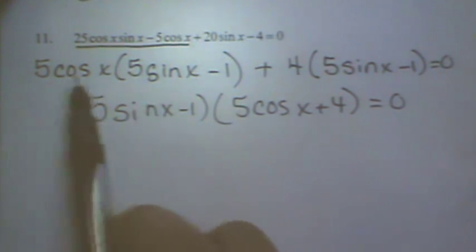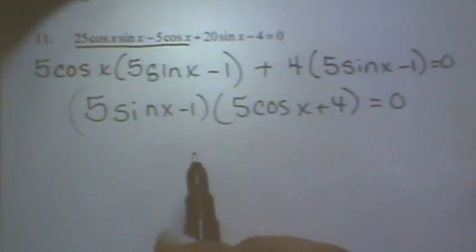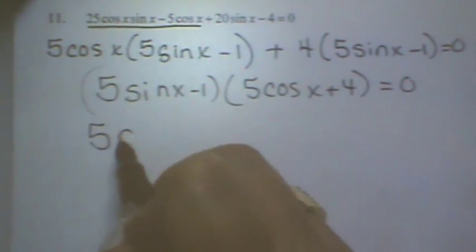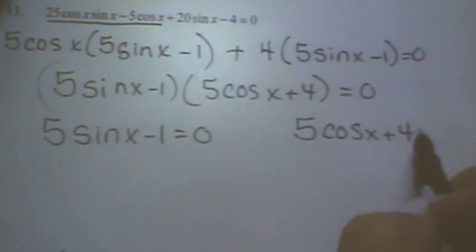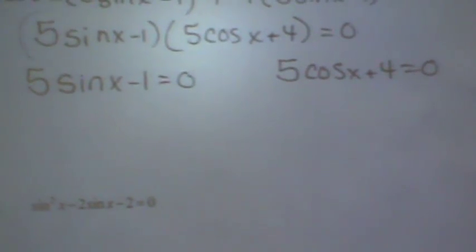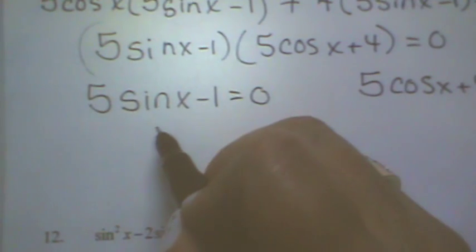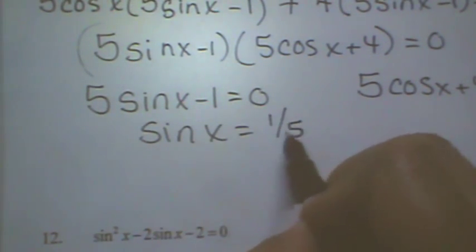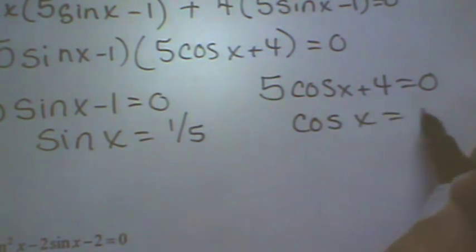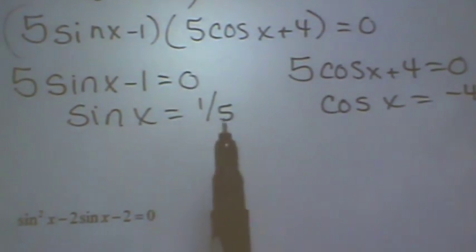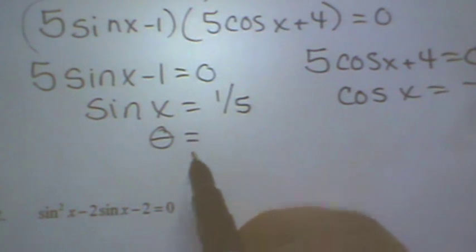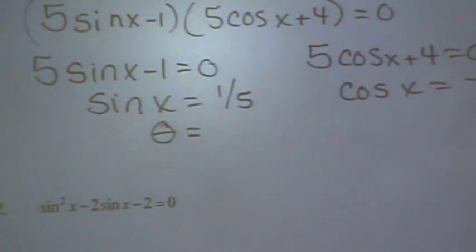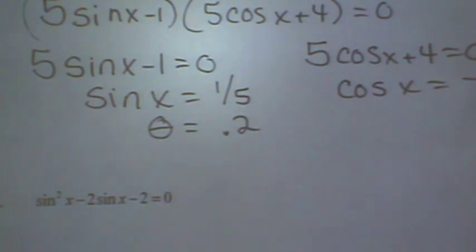If you multiply these two, you get 25 cosine sine. And then this times this is 5 cosine x. All right, now set each of these equal to 0. Okay, then what? What do we do? 1 divided by 5. And this one, subtract 4 divided by 5. All right, so now, how do I get this answer right here? I'm gonna hit inverse sine 1/5, and I'm gonna get an answer. Do you get 0.2? You should get 0.2, I believe.